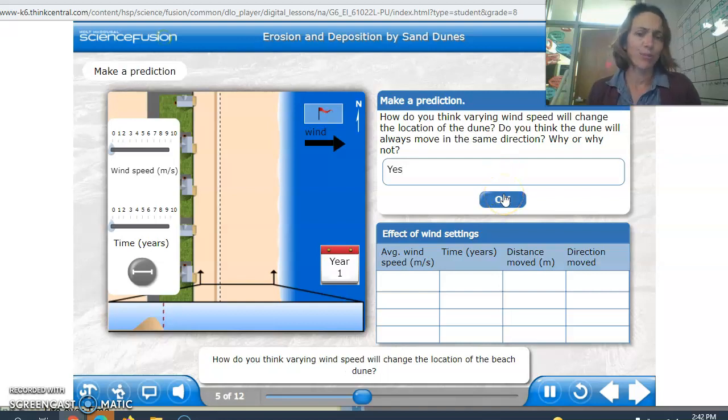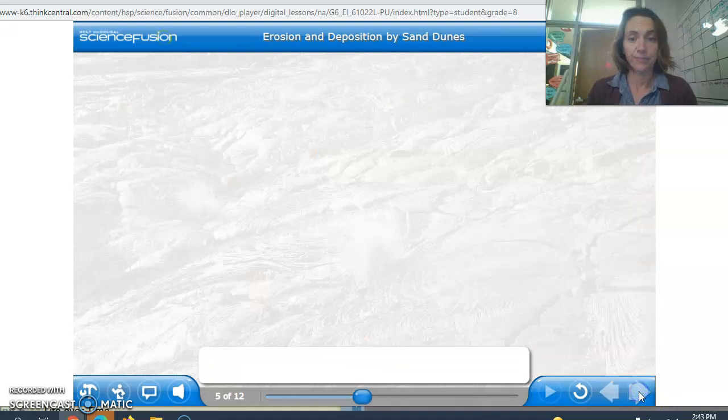If you want, put a little bit more information. I think it's going to, yes, it's going to have an effect. Wasn't an exemplar answer. Okay, and then it says, how do you think varying wind speed will change the location of that beach dune? I don't know. If the wind is faster, how is that going to affect the location of the sand dune? That's what we're going to investigate.